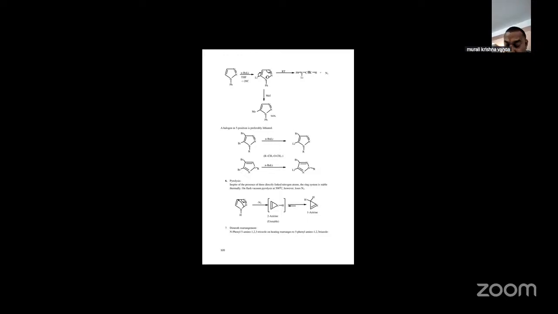Pyrolysis. 1,2,3 triazole undergoes pyrolysis, then gives azirine as the product. This is a Dimroth rearrangement. The outside amine NH2 is replaced by the inside NH group.